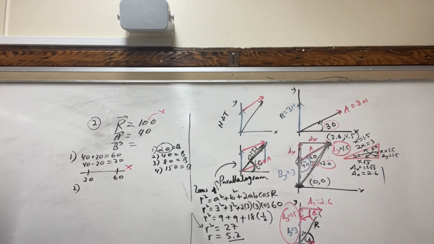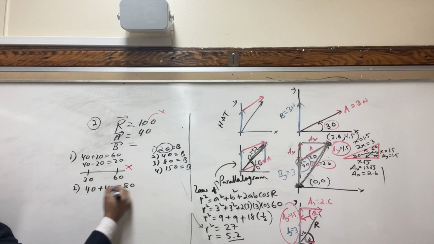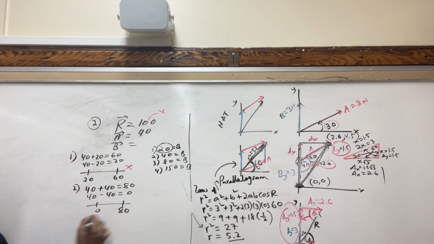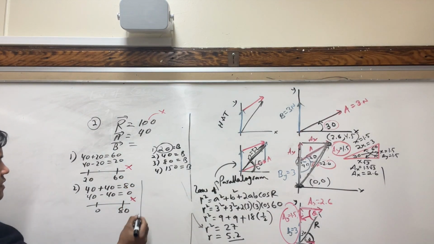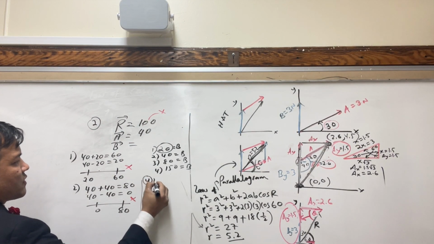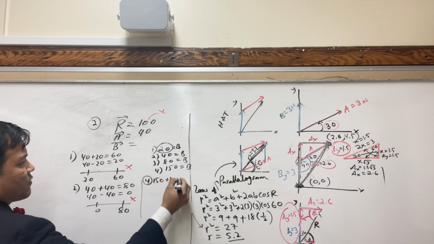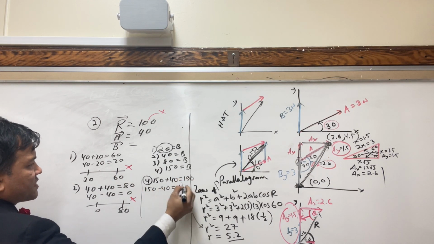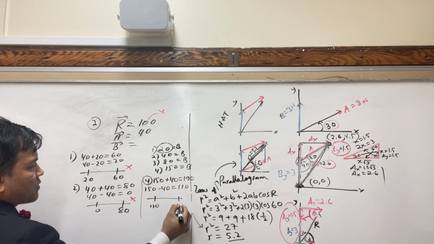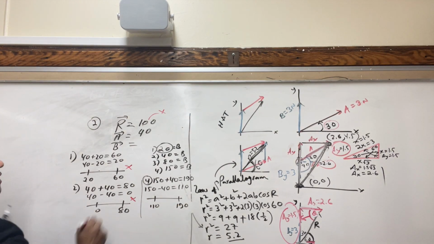Number 2: 40 plus 40 is 80, and 40 minus 40 is 0, so 0 and 80. It seems like the x is still over here, no good. Scenario 4: 150 plus 40 is 190, and 150 minus 40 is 110, so 110 and 190. The resultant is here, no good.